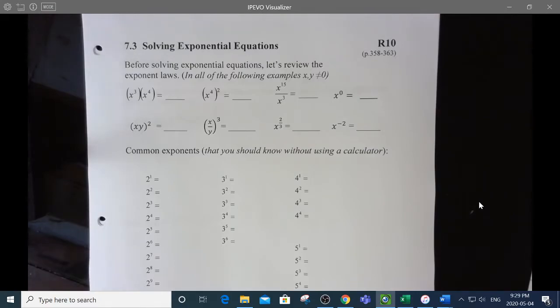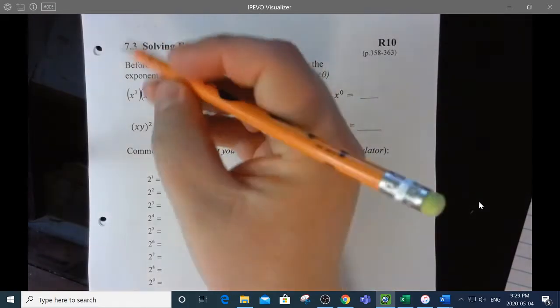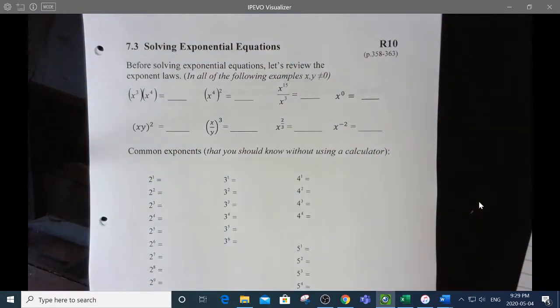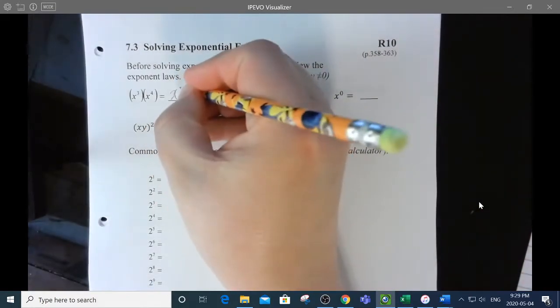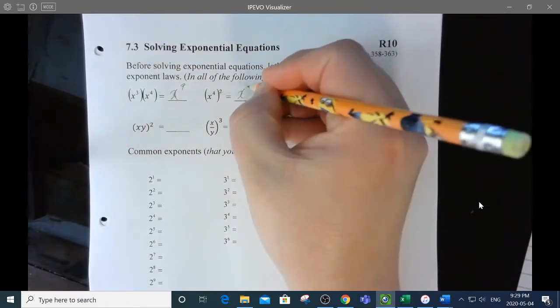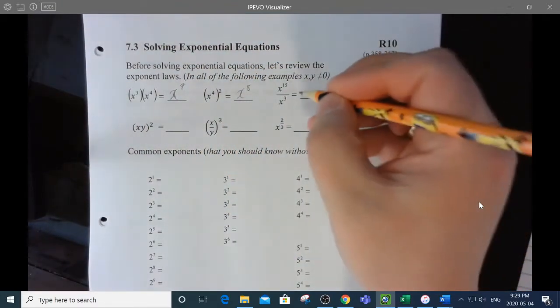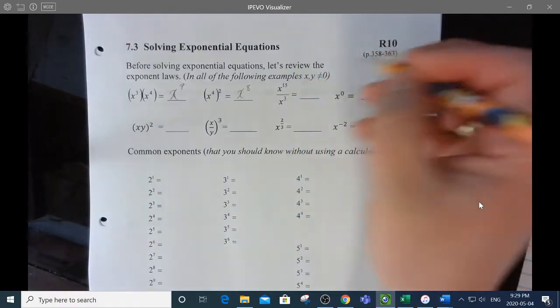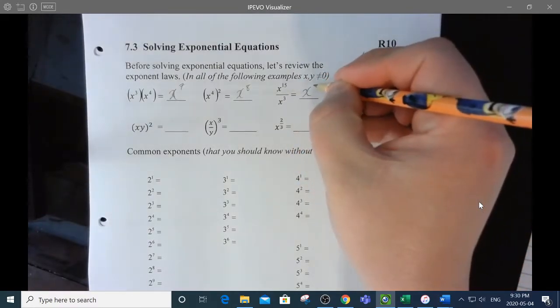How'd you do? So let's see. Remember that when you multiply together two powers, you add their exponents. And power of a power means you multiply your exponents. This is the quotient rule, which means that you subtract those exponents.